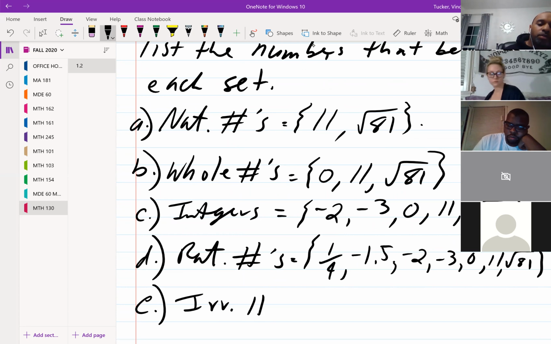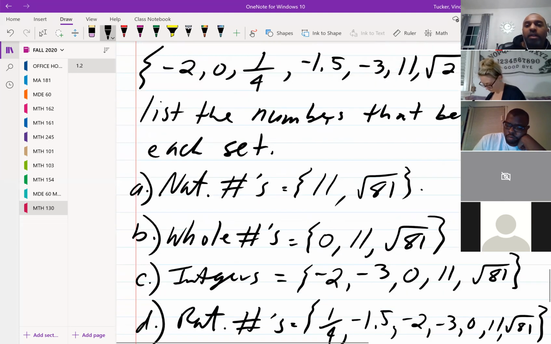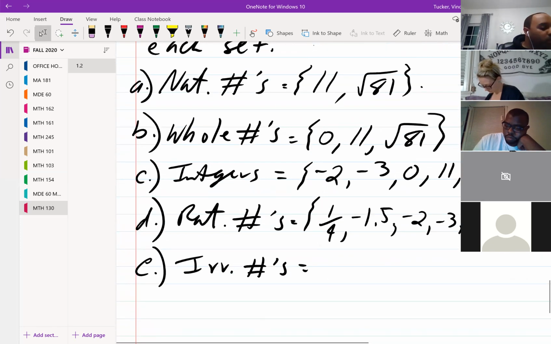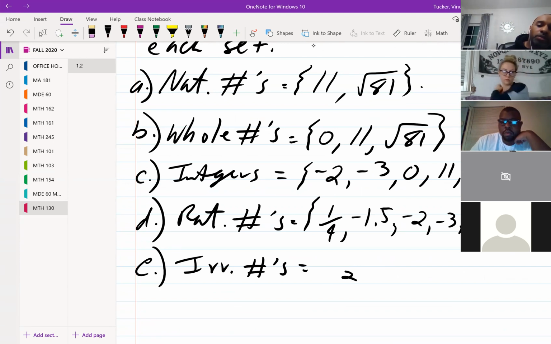Irrational. So irrational is going to be all of the other numbers. You can look at the list that we have for rational numbers and see what else is not there. So we know that square root of 2. I think that's it for this list. Yep. The only thing that's irrational is the square root of 2.